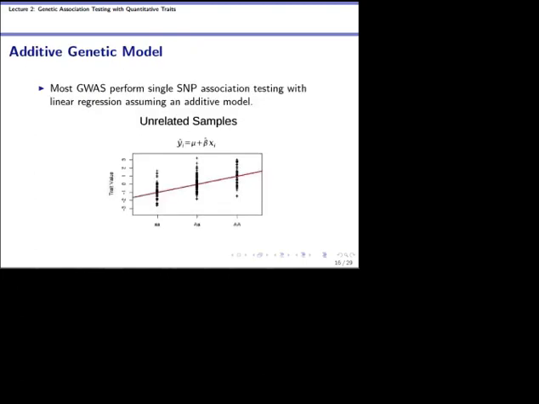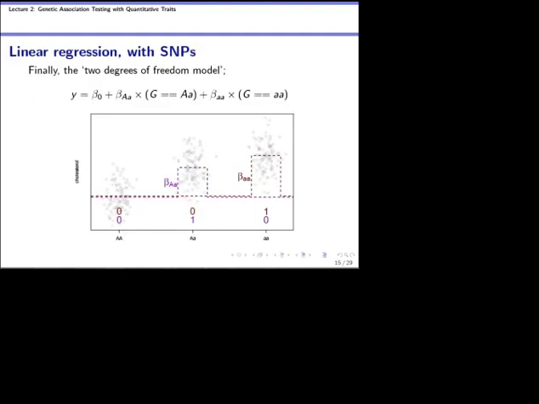So most GWAS are going to perform single SNP association testing with linear regression, assuming an additive model. If you have some prior knowledge that something is acting dominantly, then you may gain some power. One of my PhD students, one of his dissertation topics was trying to show that maybe we should fit this model. And he's showing in some cases you're better off in this model even though you have a higher threshold. But in general, you're not going to know the model.